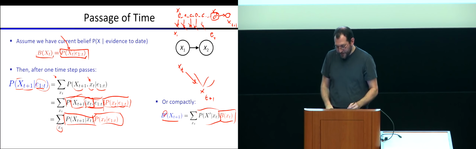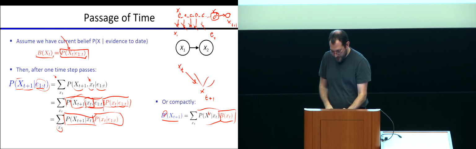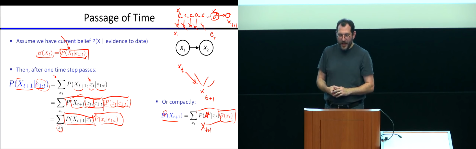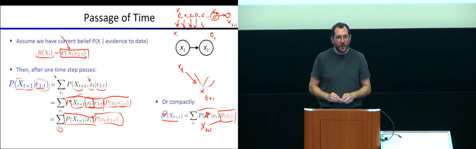Why do we have this b prime? Oh, yeah, xt plus 1. Yeah, sloppy PowerPoint, sorry. xt plus 1 would be more correct.